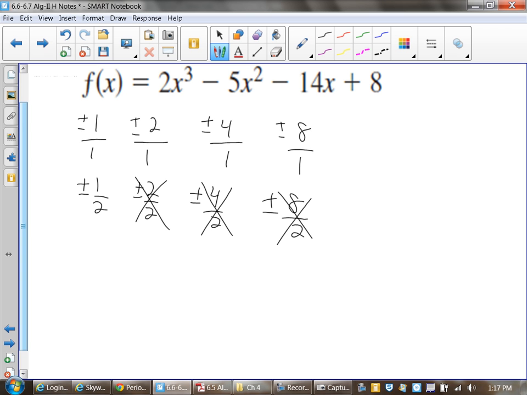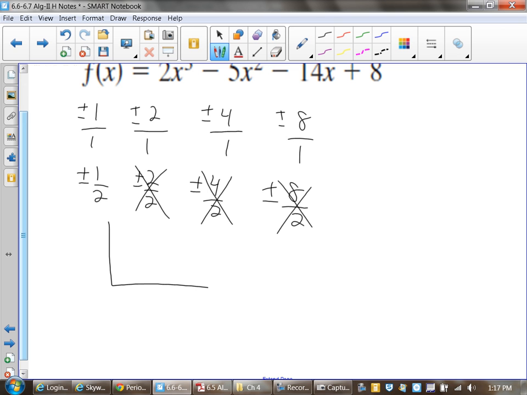Now, again, I'm going to start by synthetically dividing. So it looks like it's going to be awful. Start with 1. We have 2, -5, -14, and 8.